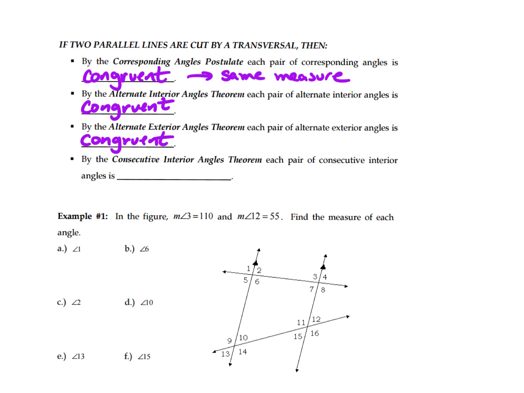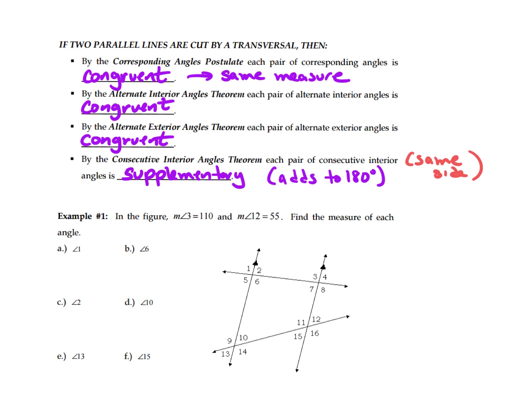Now, consecutive interior angles, these are the ones that are on the same side of the transversal. They don't alternate. They are not the same. They are what we call supplementary. Now, supplementary, if you recall, means it adds to 180. So the two angles that are same side interior angles add to 180.